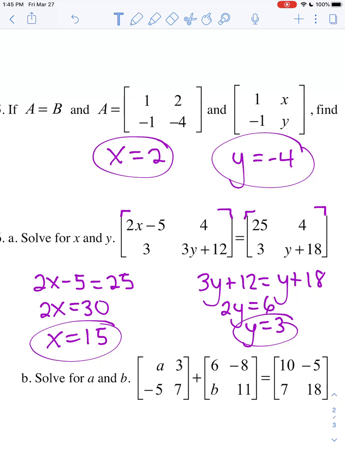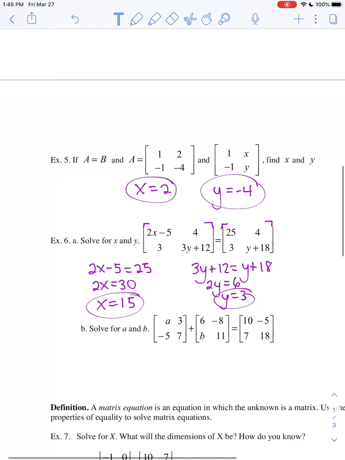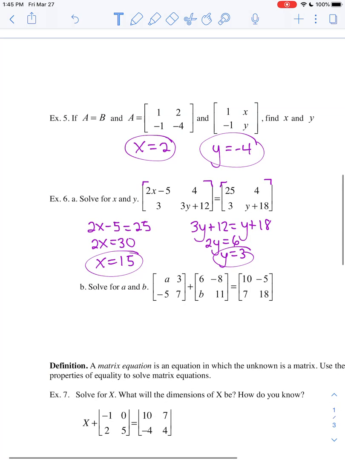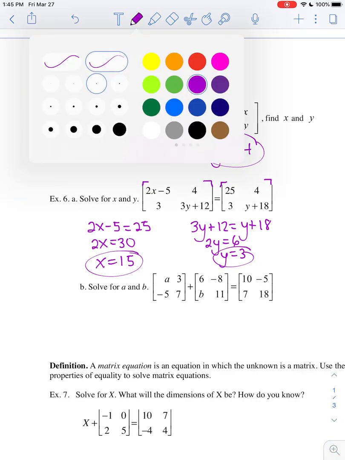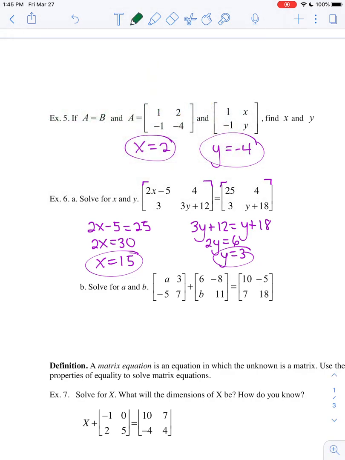Let's look at part B. Again, I'm just taking these in small steps, going a little bit harder and a little bit harder, but still nothing challenging at this point. So on the left, this is a plus 6. 3 plus negative 8 is negative 5.